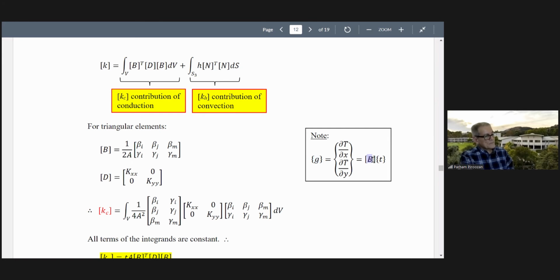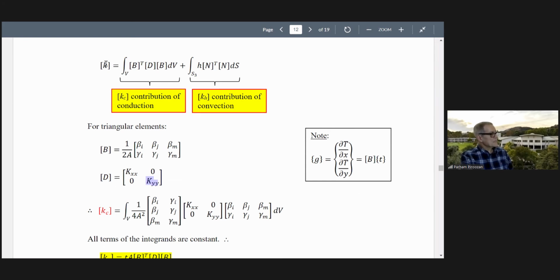This B for triangular elements is given by this. These are betas and gammas. Our D, the material properties, go here. This is conduction in the x direction, conduction in the y direction. So this is B and this is D.